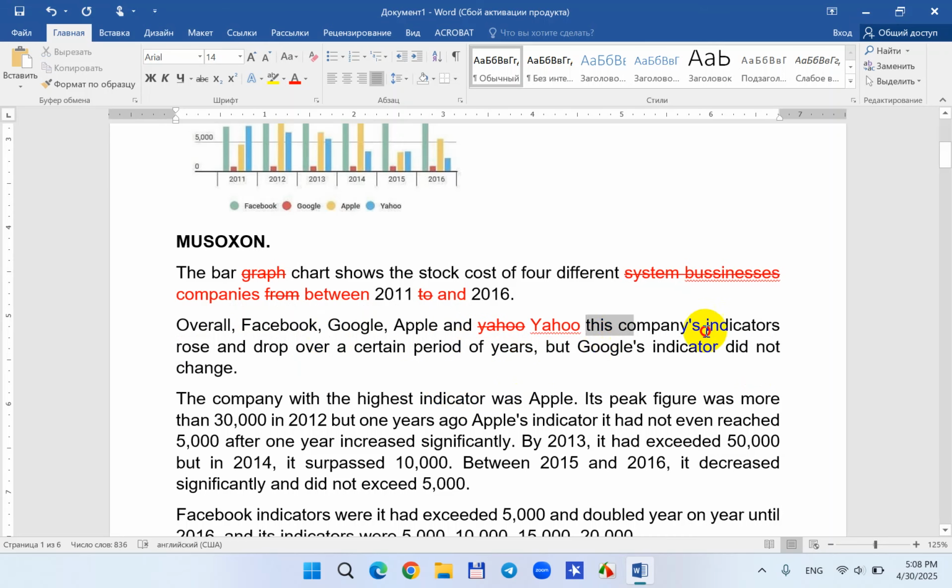I think you wrote a very unclear essay in this part. "This indicate the companies indicate this company's indicator." Okay, you mentioned 4 companies, but this company is which one? Here it says rose drop. Instead of rose drop, it would be better to say fluctuate.